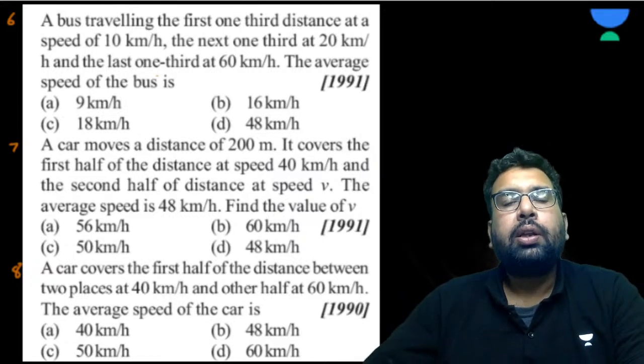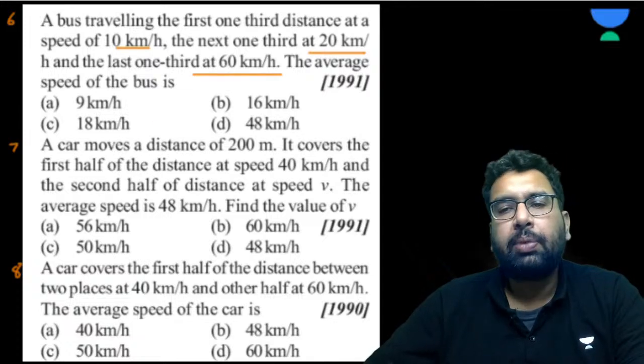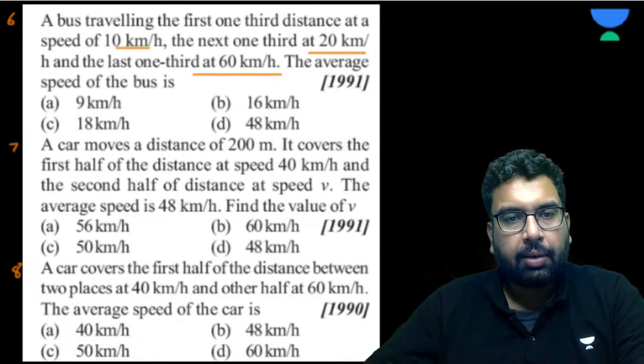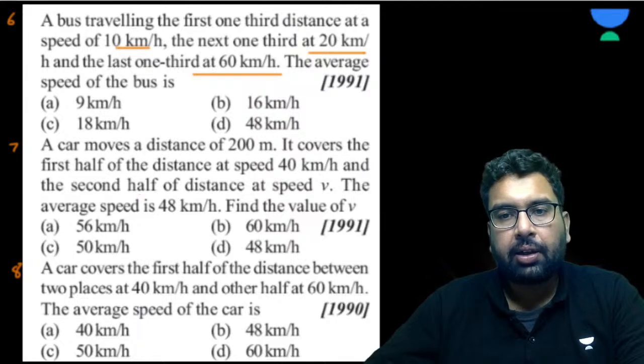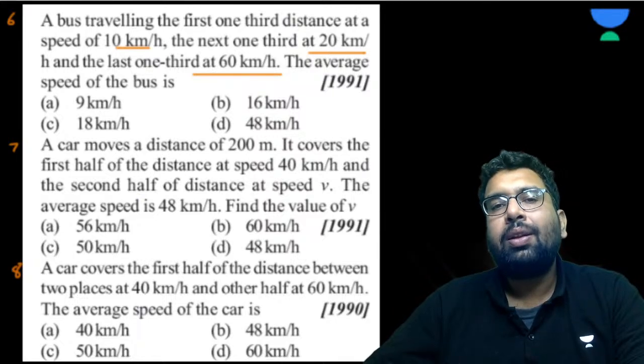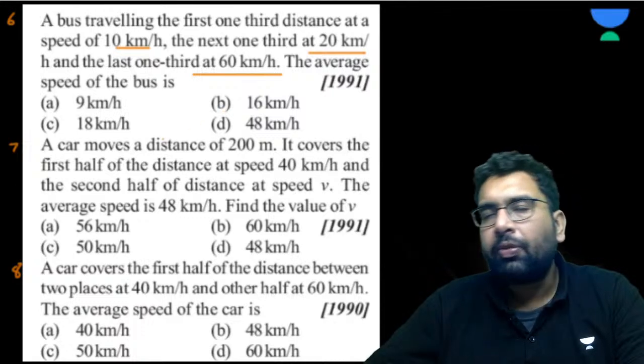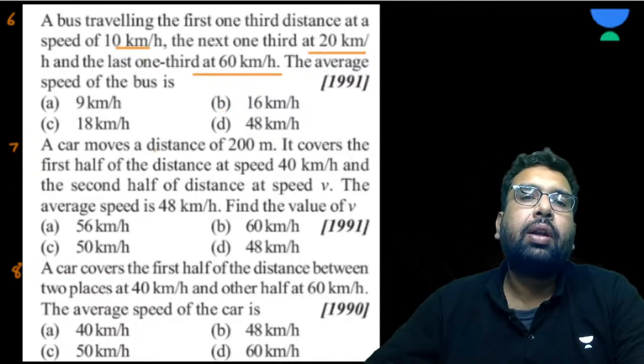Wonderful. So it says a bus traveling the first one third distance at a speed of 10, next one third 20, last one third 60. See beta, you don't have to take much time. Please start understanding that we don't have this much time in the NEET examination. Are you getting my point?